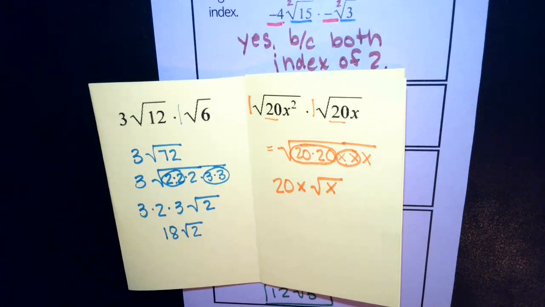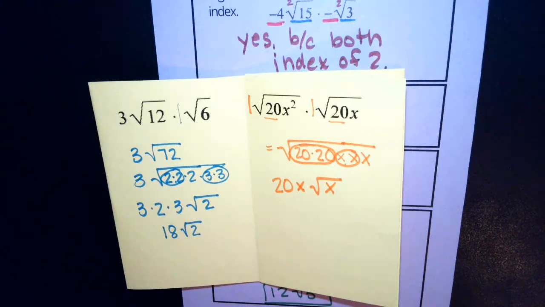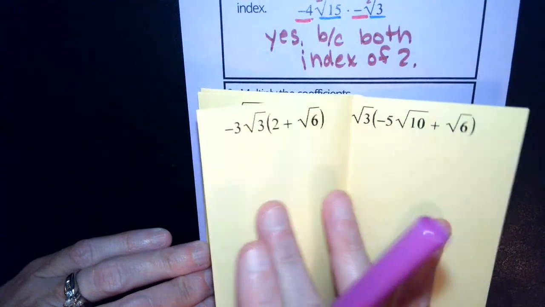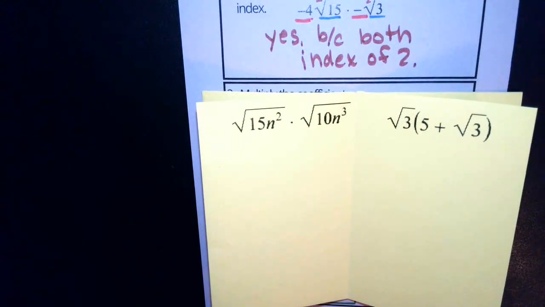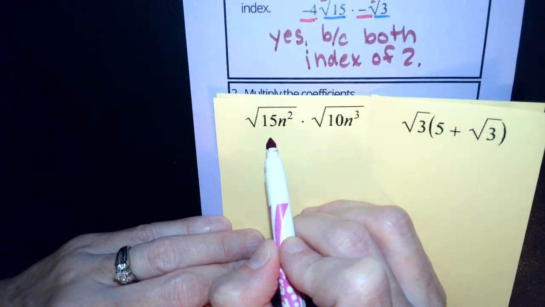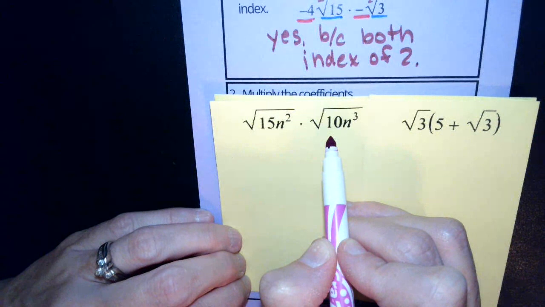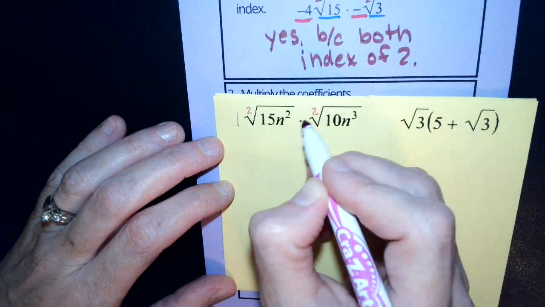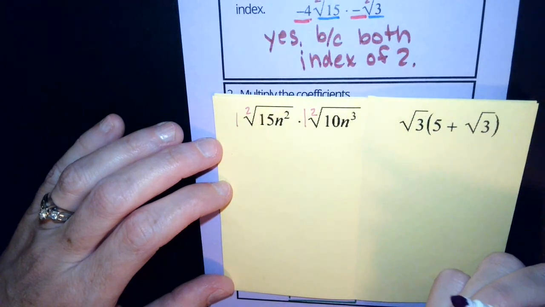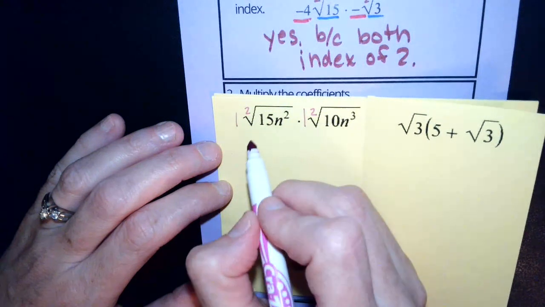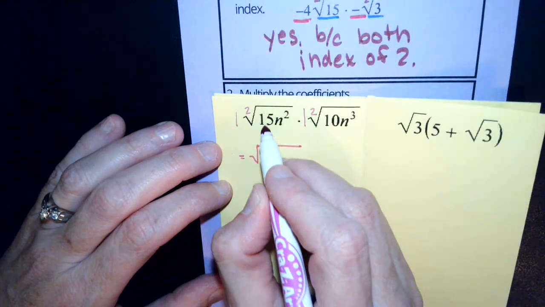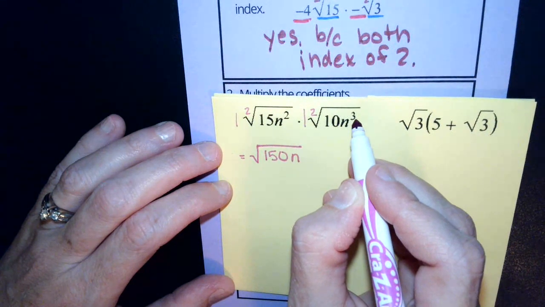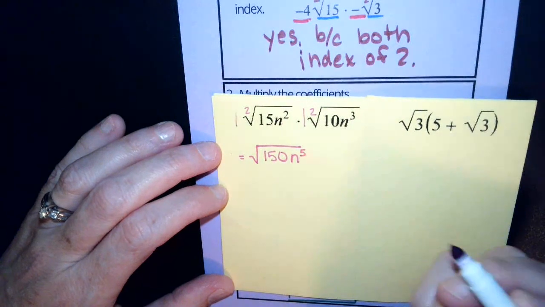We are just moving along, aren't we? All right. And then finally, for today, this and the last two we're going to say for 9.5, right? So we've got the square root of 15n squared times the square root of 10n cubed. These are both index 2, and these both have a coefficient of 1, so that's not going to change anything. I can multiply them. So this is going to be the square root of 15 times 10 is 150. And then I have n squared times n cubed, so that's a total of 5 n's.